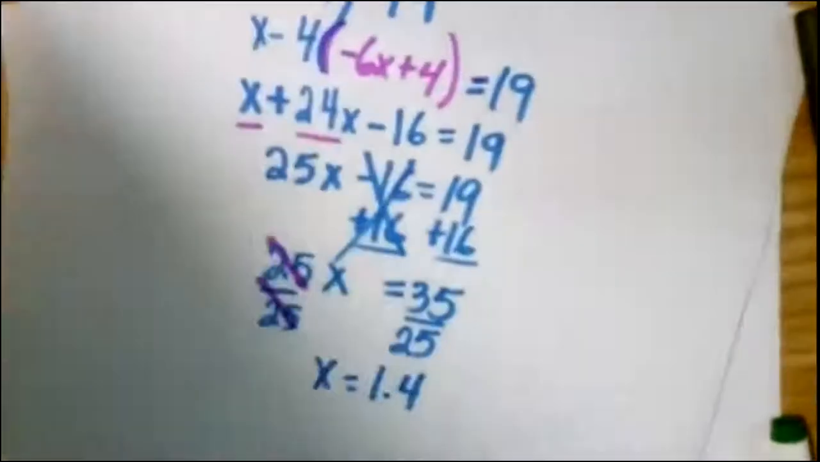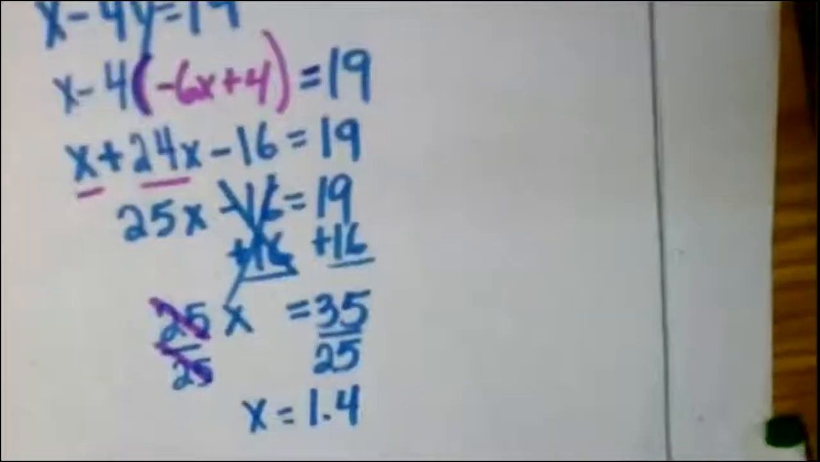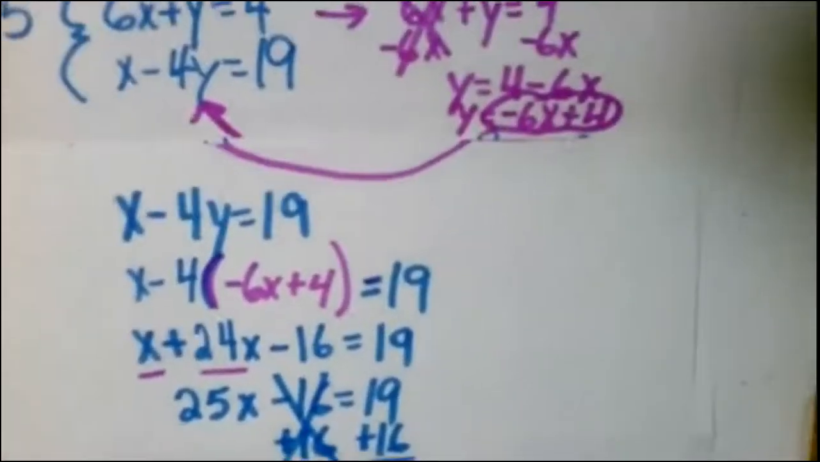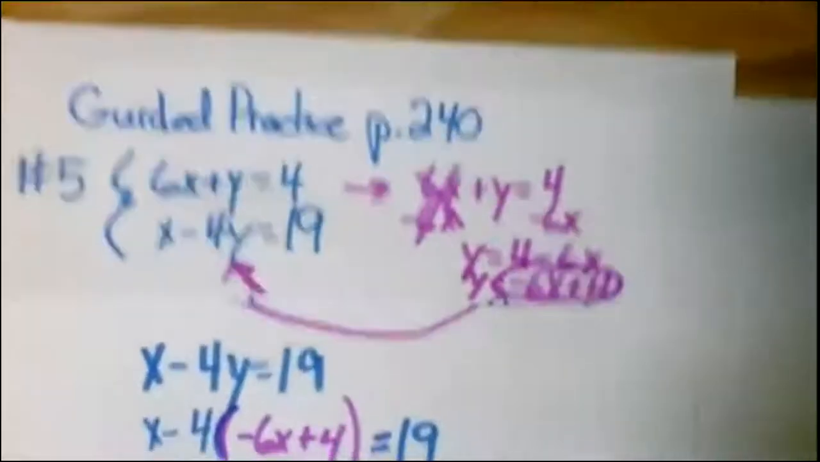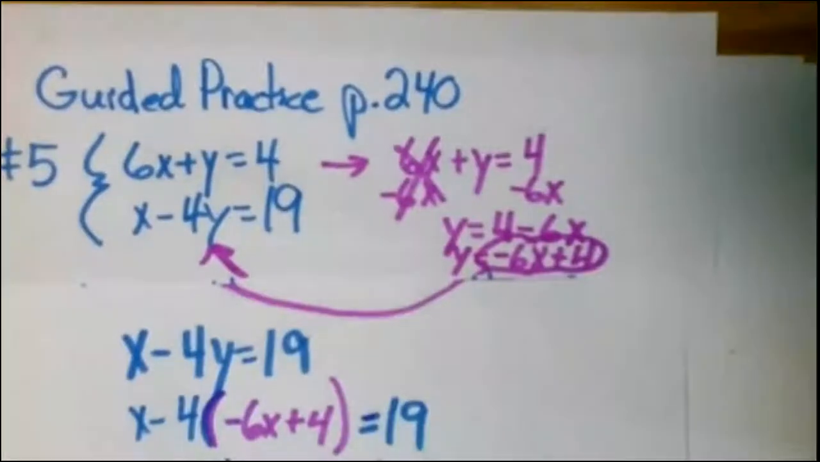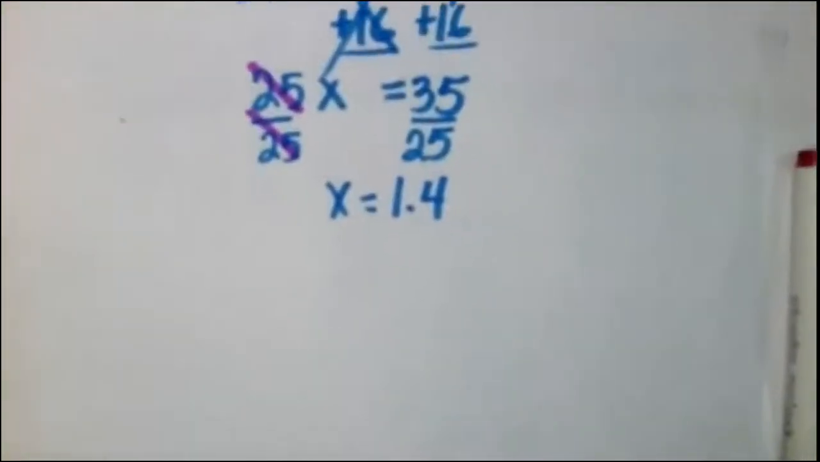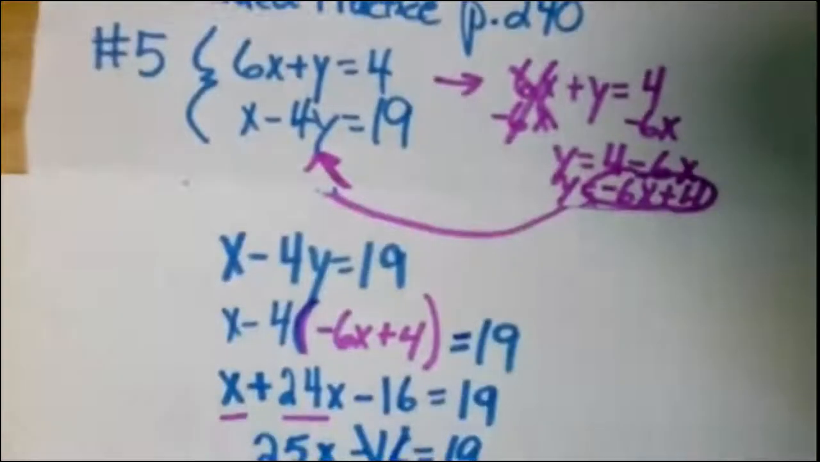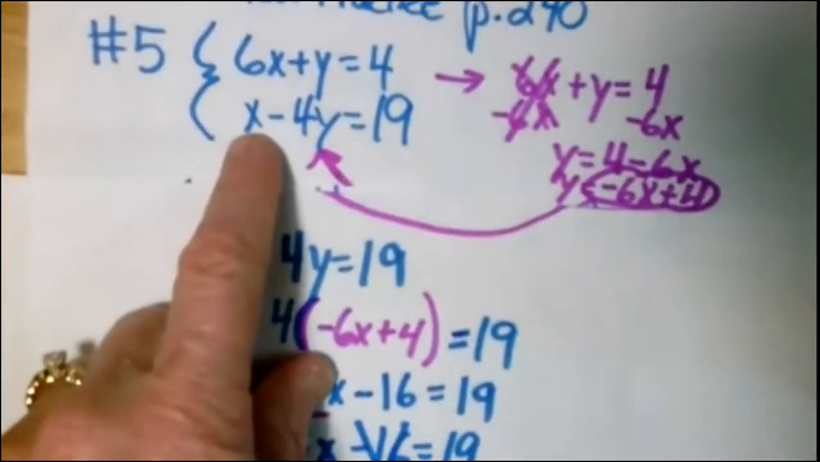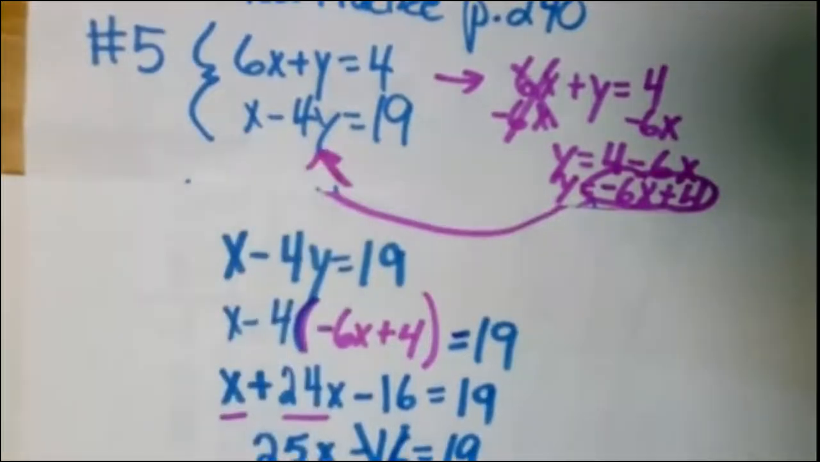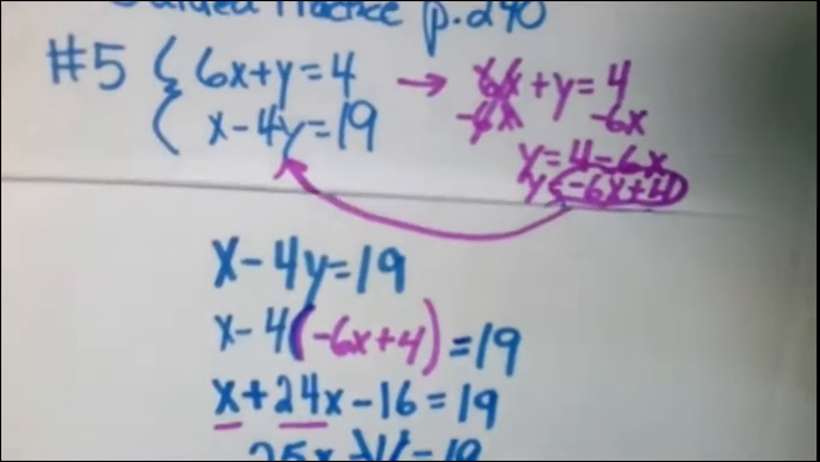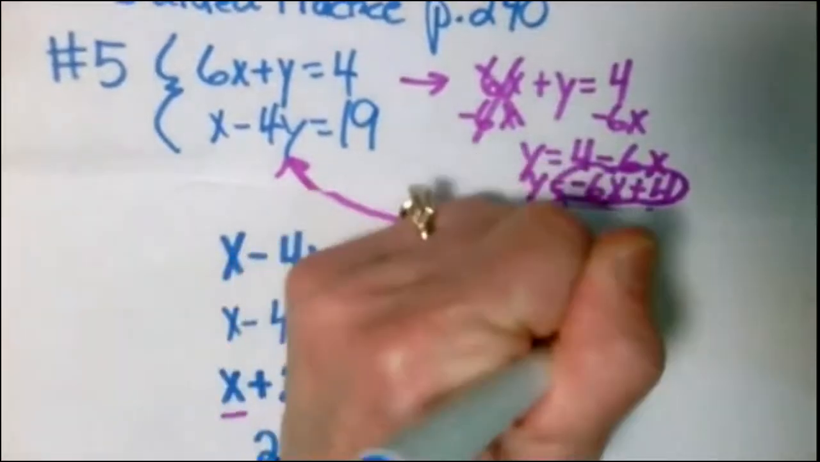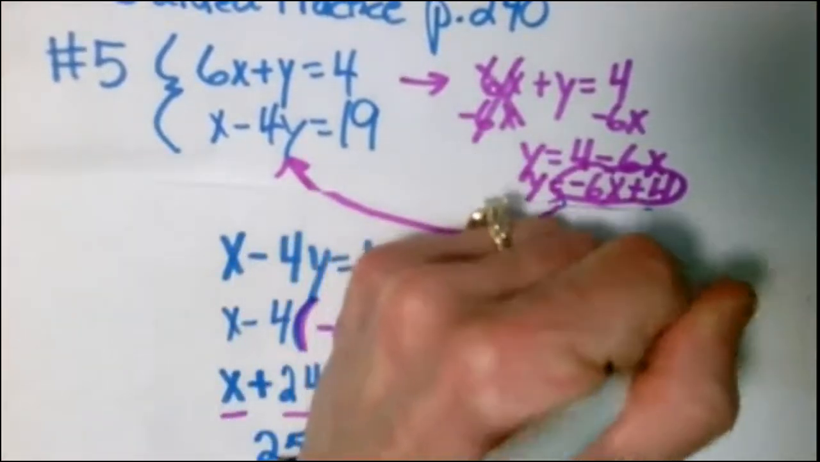So now we have to do this for the y value. Let's pull this graph out of here for a moment. We have to plug in this value for the x in one of our problems up above. I think it'd be easier to plug it in for this equation. So that's the one I'm going to use. Same one I just used, isn't it? Yep, doesn't matter. So x minus 4y equals 19.